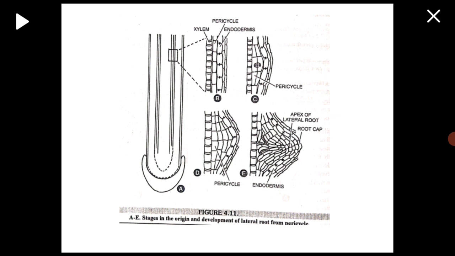Thus, the lateral root originates in the pericycle, passes through the cortex, and then comes out through the epidermis. It is therefore regarded endogenous in origin.